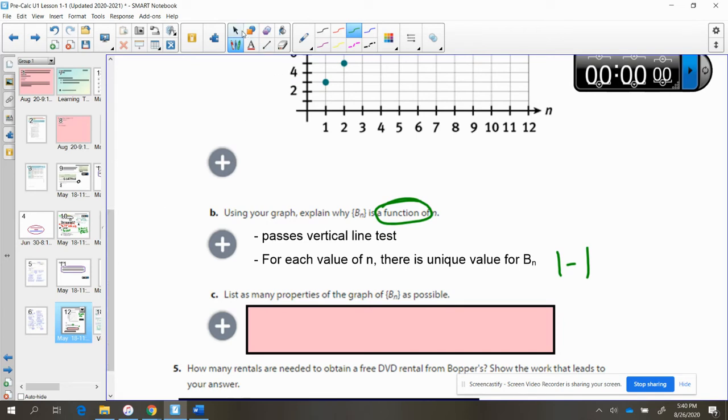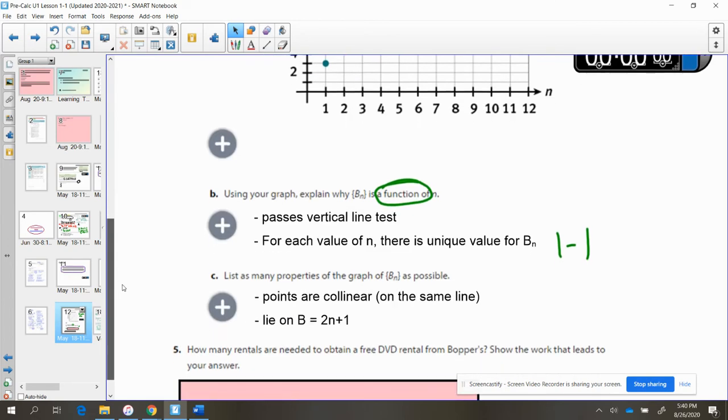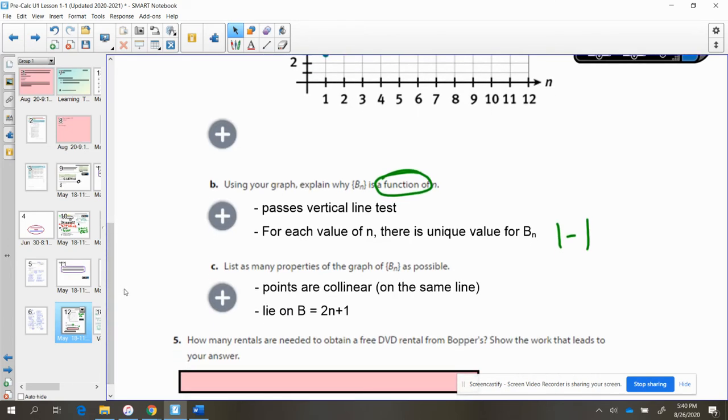So that's called one-to-one. There are a lot of ways you could have phrased that, but that's what makes b sub n a function. Also, in addition to that, some properties: they're collinear. This graph is collinear. If we did draw a line, all those points would lie on it, and that line is 2n plus 1. There are probably other properties we could list here. Usually we come up with more, but those are two of the biggies.